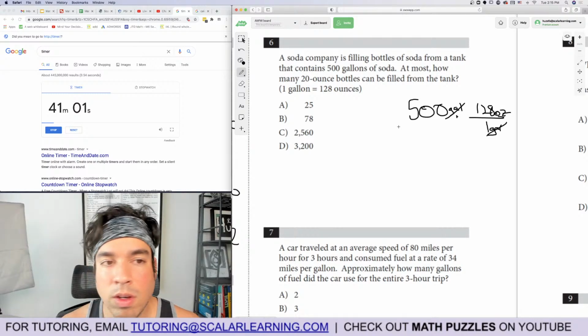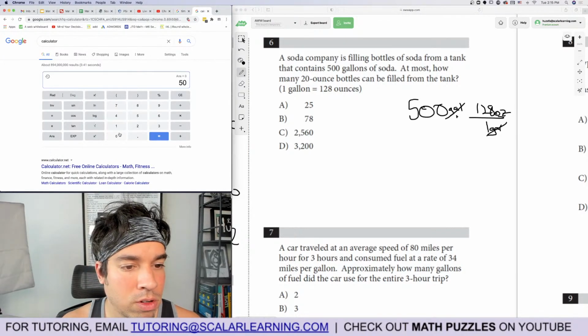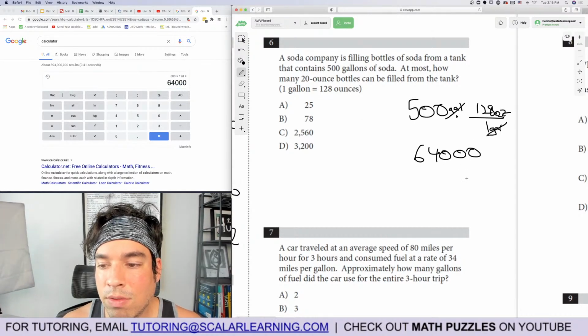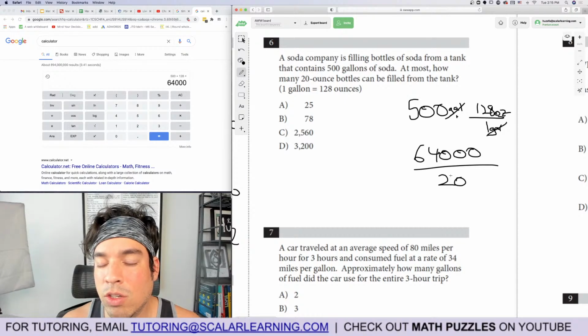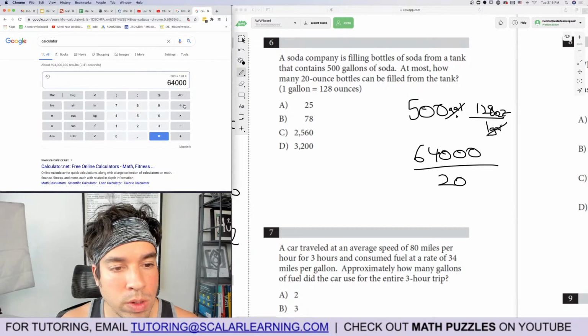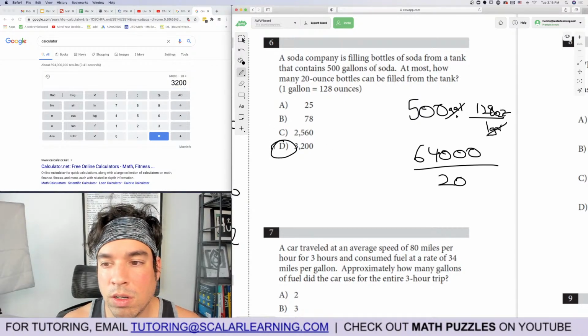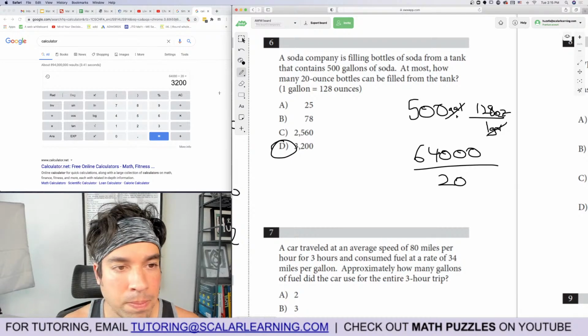Let's use a calculator. 500 times 128, and we get 64,000. And then we have to divide by 20 because we're asking how many 20-ounce bottles, so we're dividing it up into 20s. And we've got 3,200. Let me just make sure I didn't make a mistake. Yeah, I think that's right.